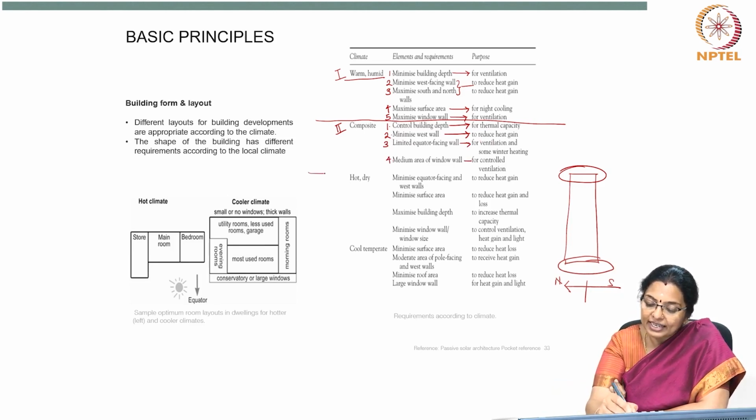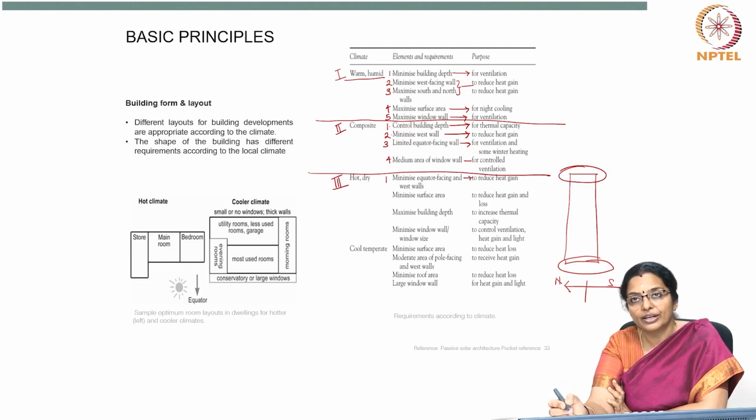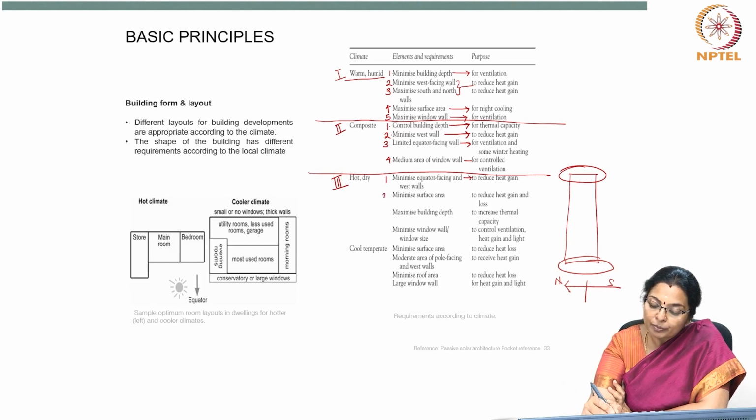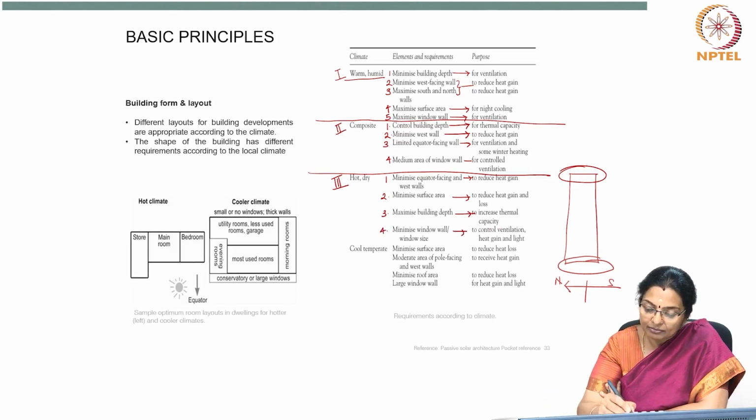In the hot dry climate, you must minimize equator facing and west facing walls to reduce heat gain. You should minimize the surface area to reduce heat gain and loss. You should maximize building depth to increase the thermal capacity. The window wall to window size must be minimum to control ventilation, heat gain as well as light.